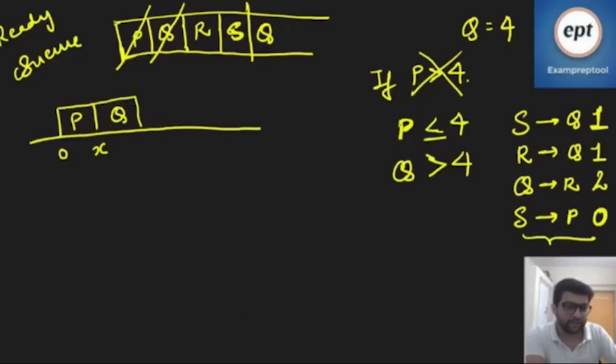So let's just go further. We know that we have the process R now, right? Let's say it executes till Y. Now we have the process R. We know that there is a context switch from Q to R.